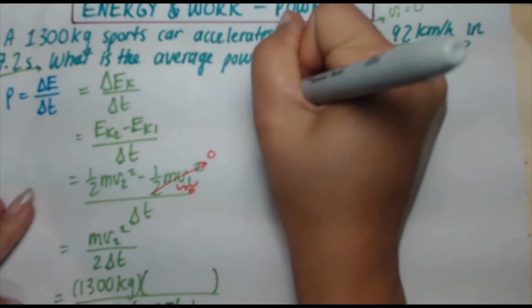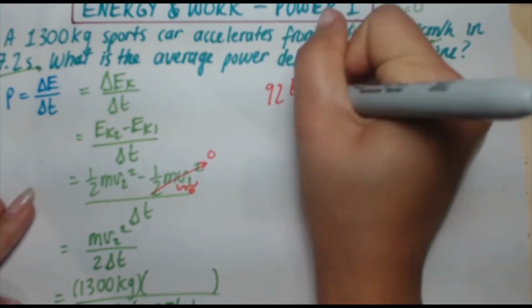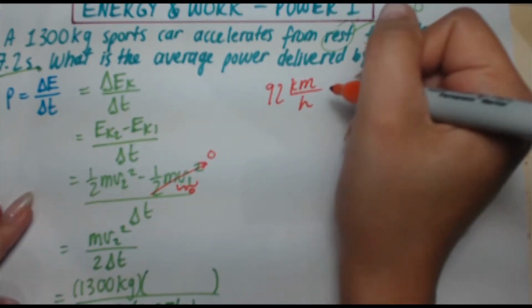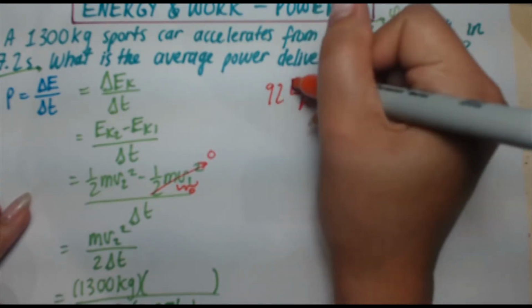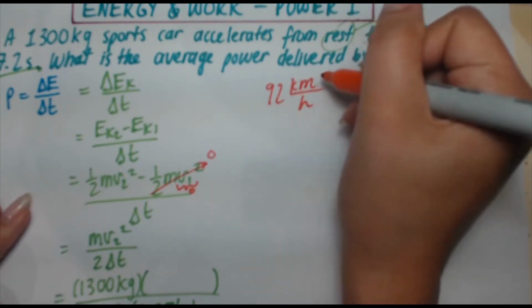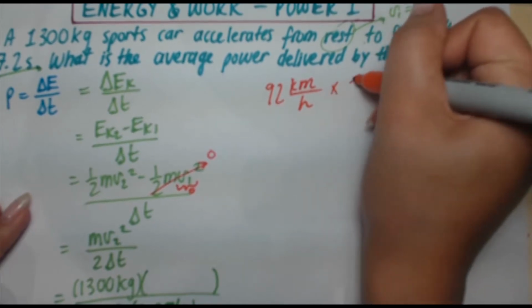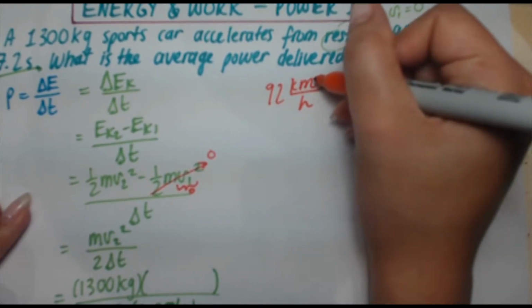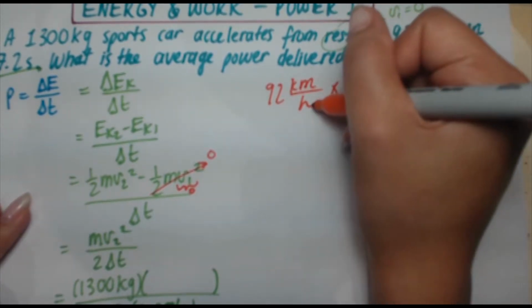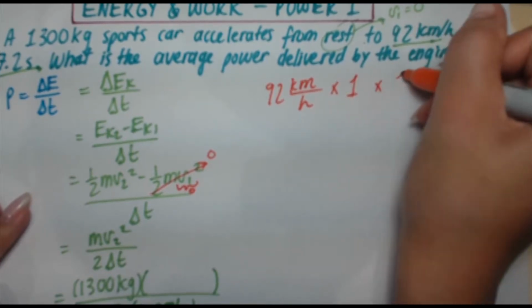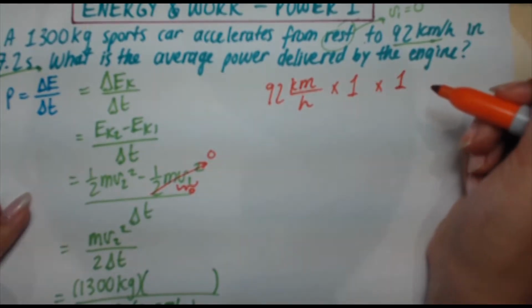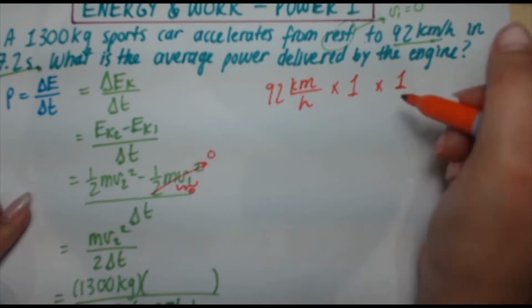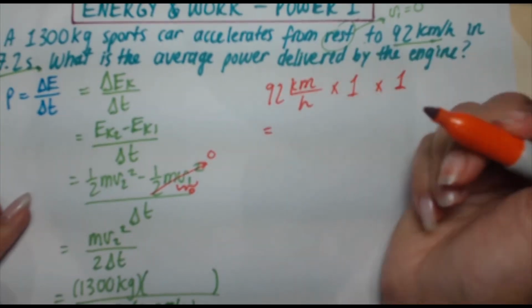So 92 kilometers per hour. It's been a while since I did any conversions, but I did a lot of these in my earlier videos. I'll briefly go over it again in case you haven't seen them. Whenever you're changing units, you want to multiply by 1. I'm changing 2 units here, kilometers to meters and hours to seconds, so I have to multiply by 1 twice. Why am I multiplying by 1? Because if you multiply by anything else, it's going to change the question.